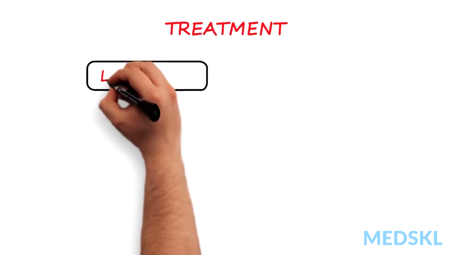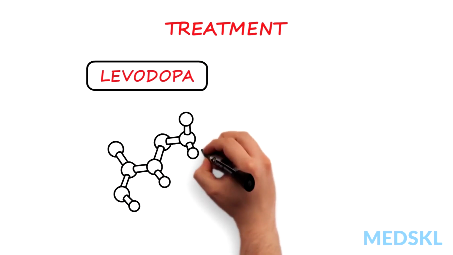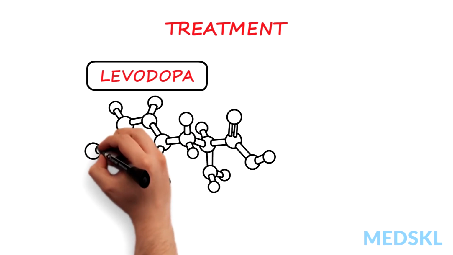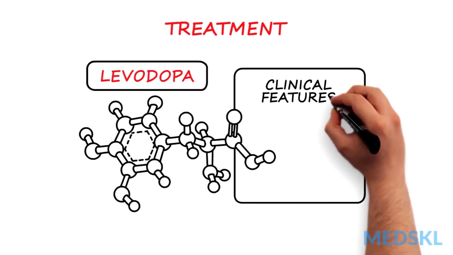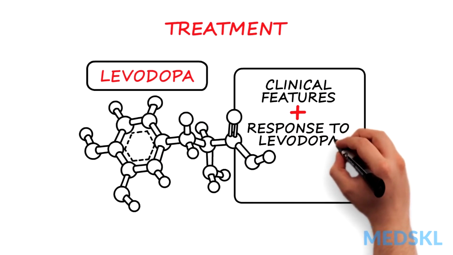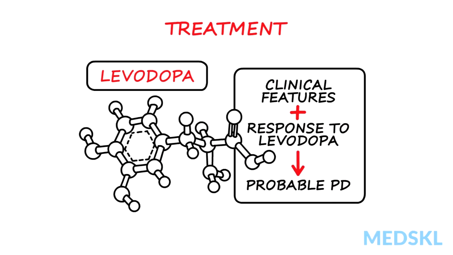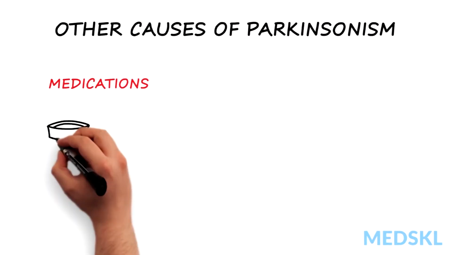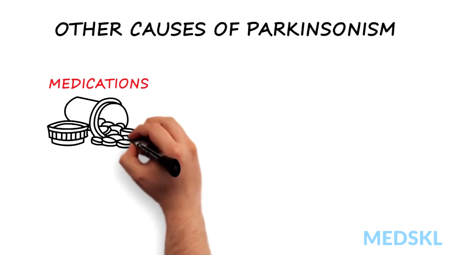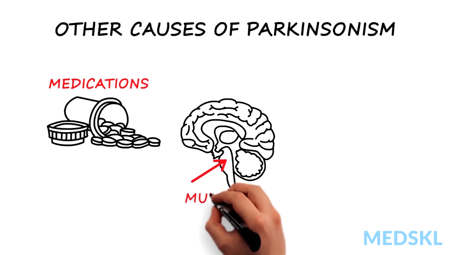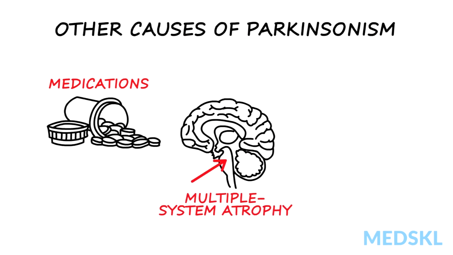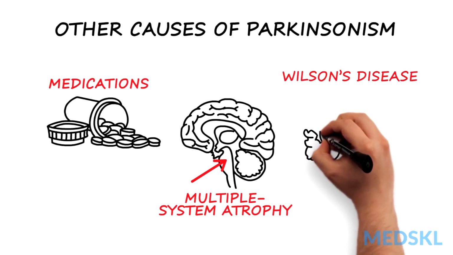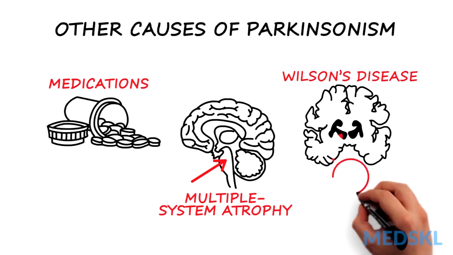PD is treated with levodopa, which is a precursor of dopamine, the neurotransmitter that is deficient in PD. An excellent response to levodopa in a patient with asymmetric tremor-predominant Parkinsonism is supportive of the diagnosis of PD. It is important to keep in mind that PD is the most common form of Parkinsonism, but patients may develop Parkinsonism from other causes, including medications such as antipsychotics, other degenerative disorders such as multiple system atrophy or progressive supranuclear palsy, and Wilson's disease, which causes copper deposition in the basal ganglia.